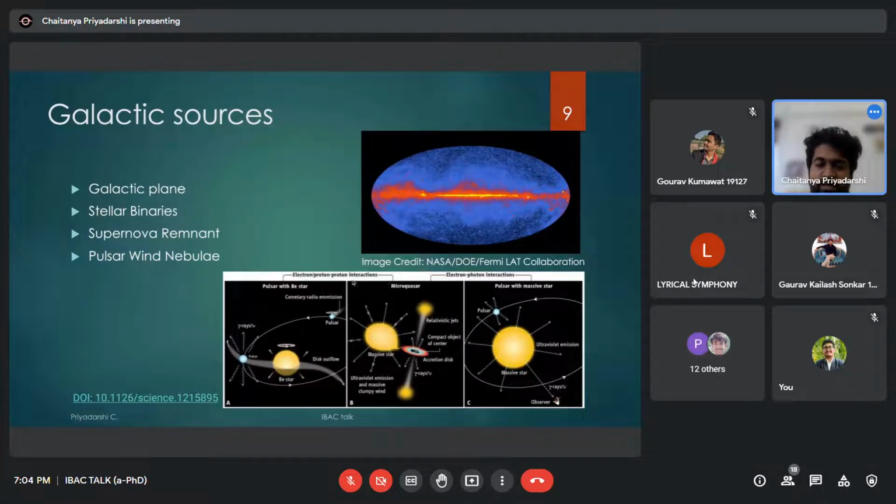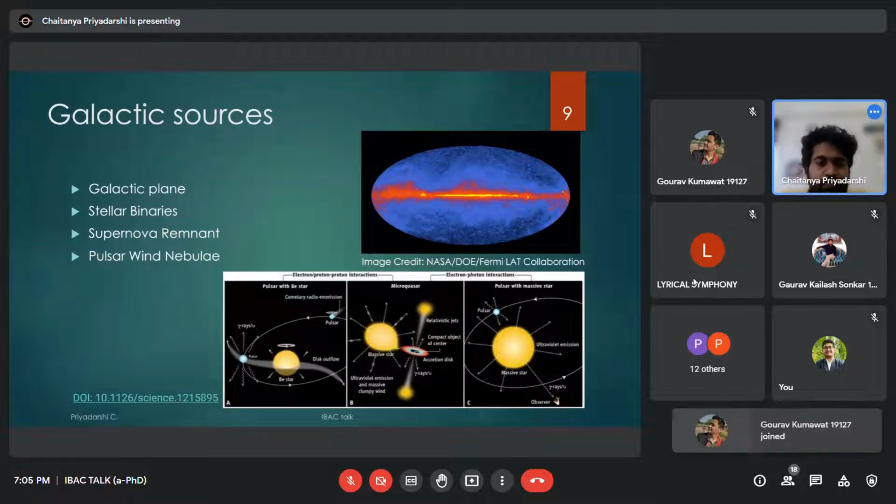One can see from here the example: these are mostly from electron and proton-proton interactions, whereas in these sources it's from electron and photon interactions. So we do classify based on the particle reactions that we can observe from the sources.